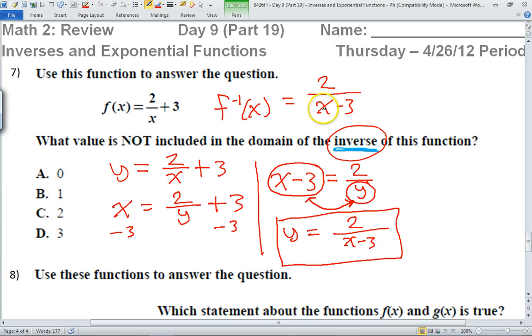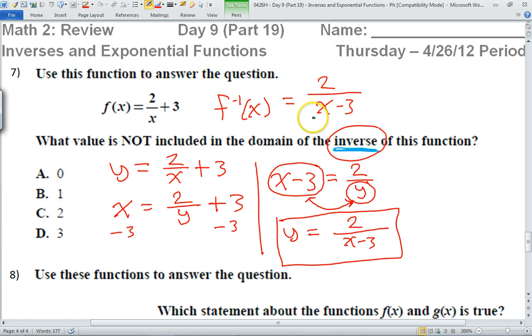What value is x not allowed to be? What about negative 3? Is x allowed to be negative 3? Yes, it is. X is allowed to be negative 3. If x were negative 3, this would just make negative 3 minus 3, which is simply negative 6. There's nothing wrong with having negative 6 in the denominator. So, negative 3 is not a problem.